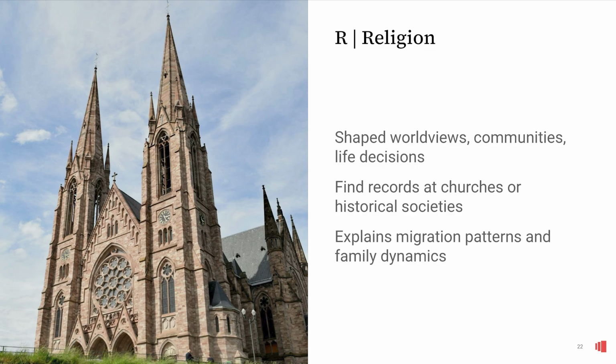R is for religion. Religious affiliation shaped worldviews, communities, calendars, and major life decisions. Look for baptism, confirmation, and marriage records on Storied. Include denomination, level of involvement, and any clergy in the family. Religion often explains migration patterns, like Quakers to Pennsylvania, Catholics to certain neighborhoods, and Mormons to Utah. It also explains family rifts when someone married outside the faith or converted. Religion was often the organizing principle of their entire social world.